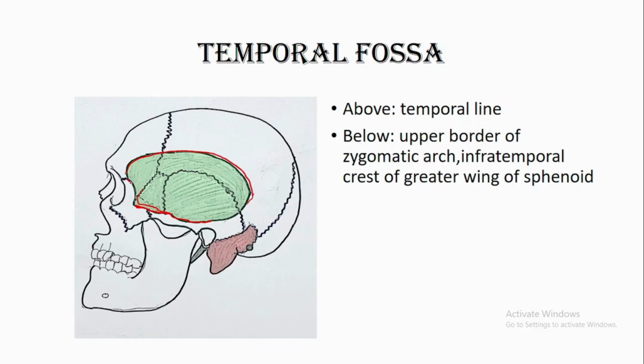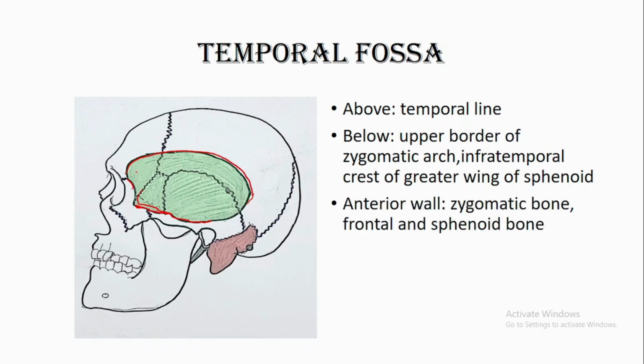Then the anterior wall. The anterior wall is formed by the zygomatic bone. This portion is the zygomatic bone, the frontal process of the zygomatic bone. So the anterior wall is formed by the zygomatic bone, a small portion of the frontal bone, and medially there is also the sphenoid bone in the anterior wall of the temporal fossa. This anterior wall of the temporal fossa separates the fossa from the orbit. Here it is the orbit. So this anterior wall separates the fossa from the orbit.